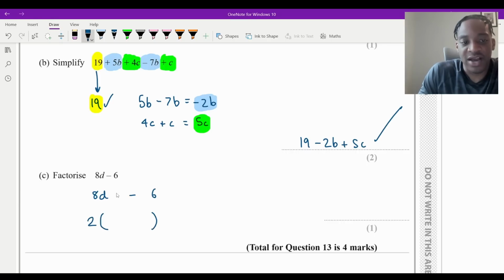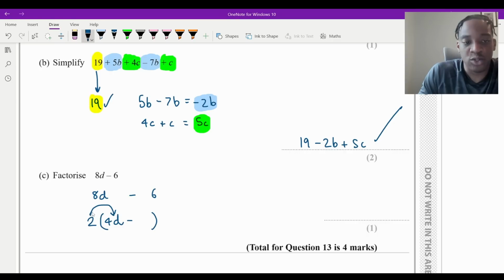And then remember, whenever you're factorizing, you just need to ask yourself, what do I need to multiply to get back to where I started? So I'm at 2, and I need to multiply something to get me to 8d. Or to get the 8, I need a 4, and then I just need to put a d here. 2 times 4d is 8d. That's perfectly fine. And then we have a minus.